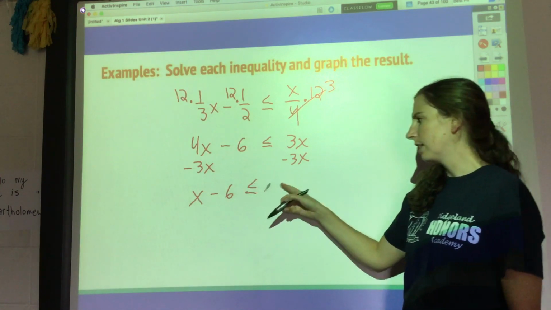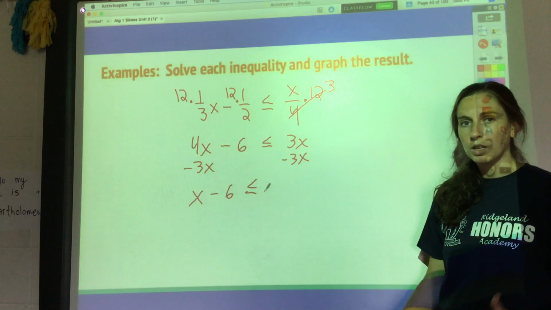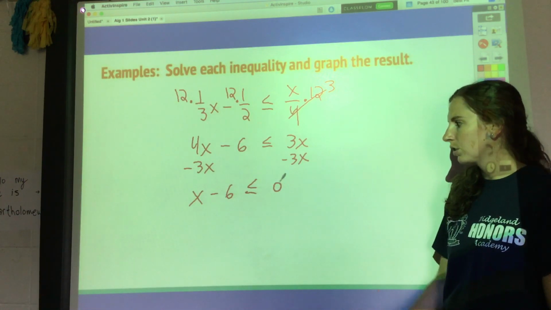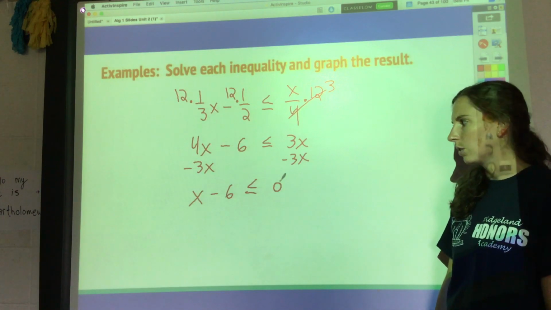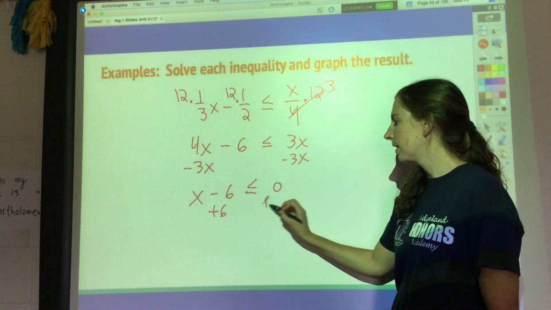But what's left on this side? I had 3x, I took 3x away. So it's not nothing, it's a 0. 0 is a number. So just leave a 0 there, kind of as a placeholder. And to get x by itself, just add 6.